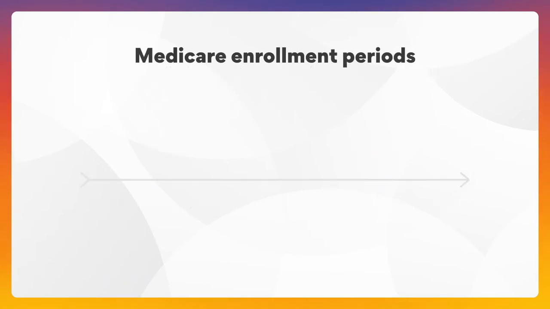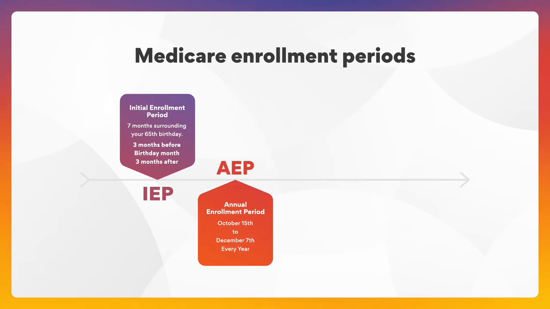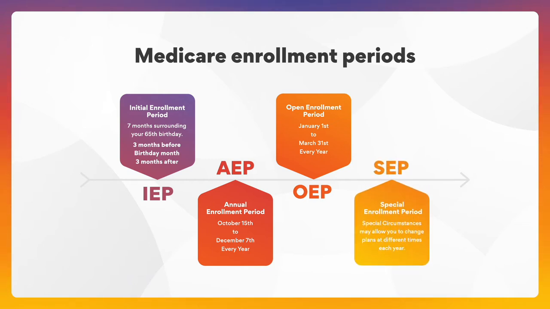There are four basic periods during which you can enroll in a Medicare plan. Initial enrollment is open the month you turn 65, plus the 3 months prior to and after your birthday month. Annual enrollment is open every year from October 15th through December 7th. There's also an open enrollment period during the first 3 months of each year when you can make adjustments to your Medicare Advantage plan or return to original Medicare. If life has changed recently, for instance, if you've retired from a job that provided company-paid insurance, you might also qualify for a special enrollment period.